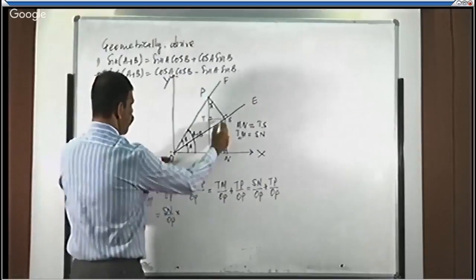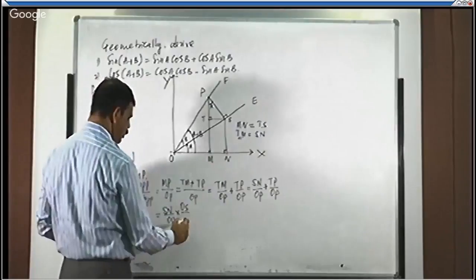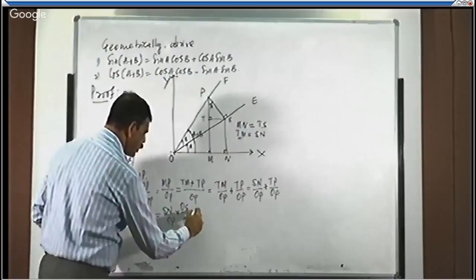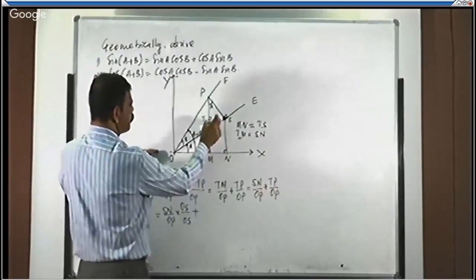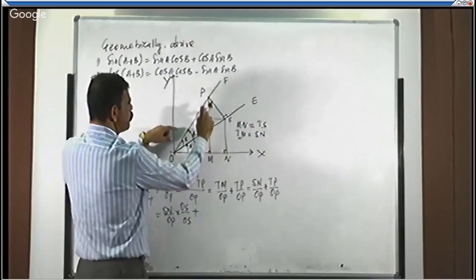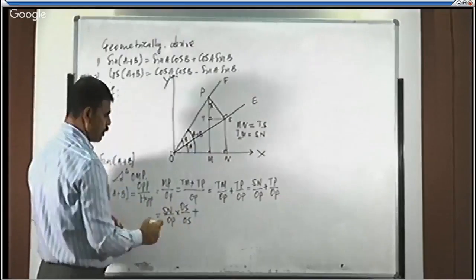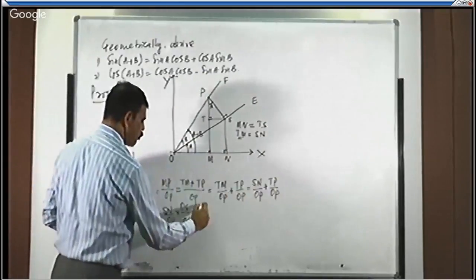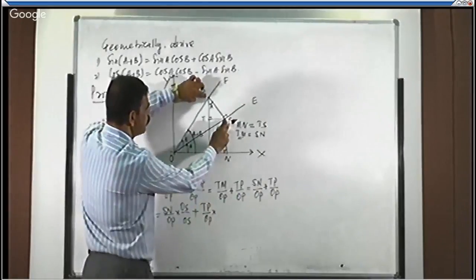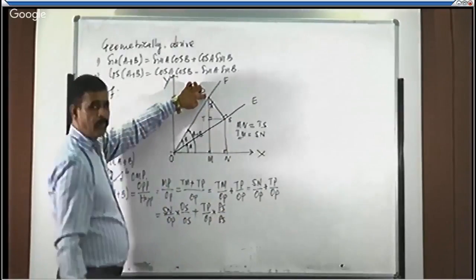into OS, multiply and divide by OS. Is it right? Similarly, TP by OP, what is TP? This is TP. This is OP. Again, there is no link between these two sides. To make a definite meaning, this ratio TP divided by OP will be multiplied and divided by this side PS. PS by PS.